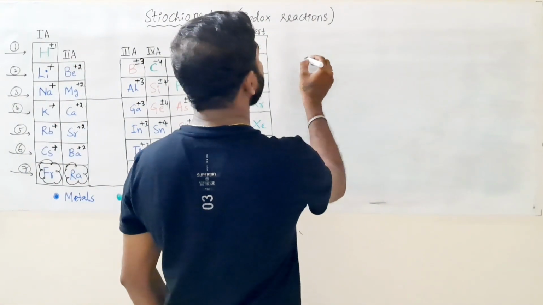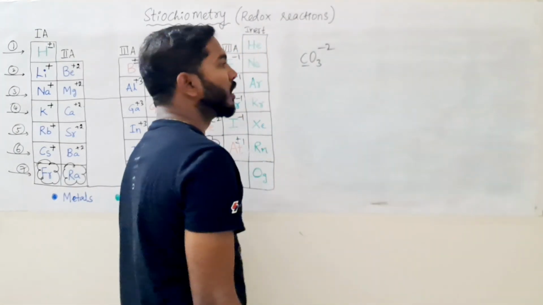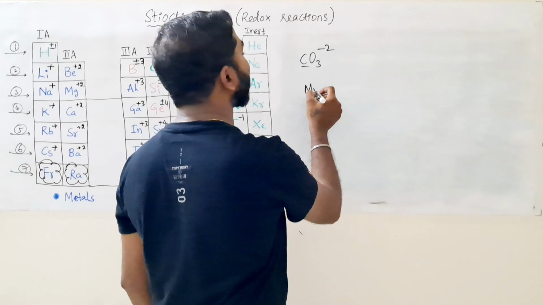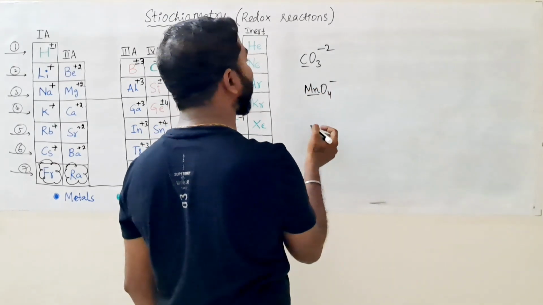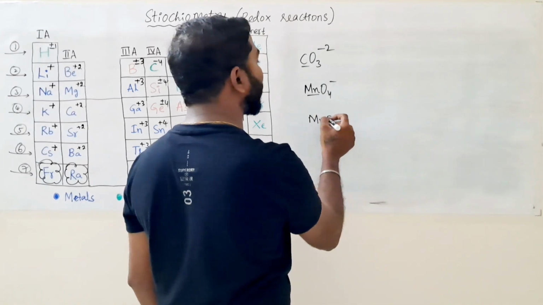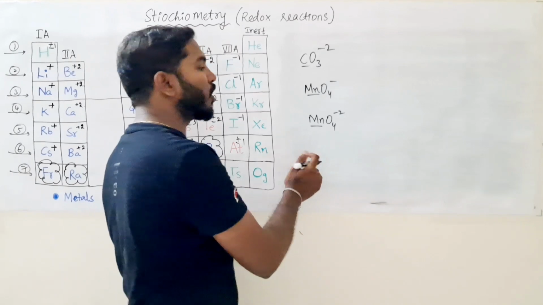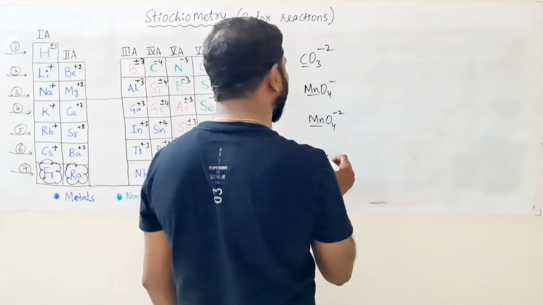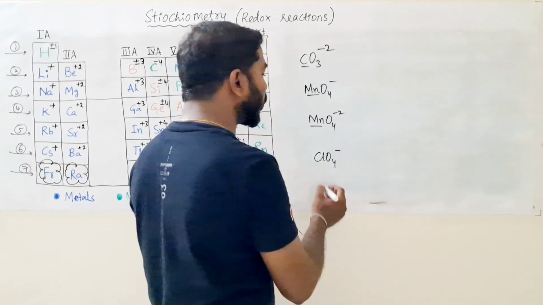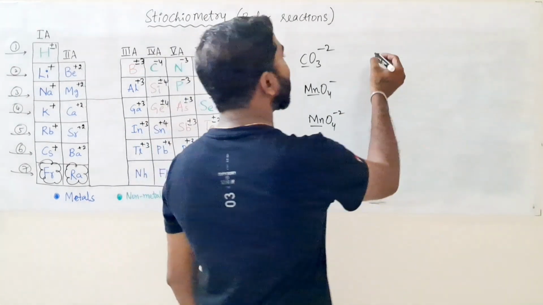And now let me give you carbonate ion, CO3 minus 2. Similarly MnO4 minus, permanganate, and then MnO4 minus 2, this manganate ion, and then we can also take ClO4 minus, perchlorate ion, chlorate, we have to calculate the oxidation number for chlorine.